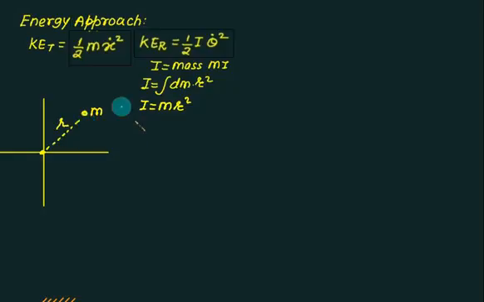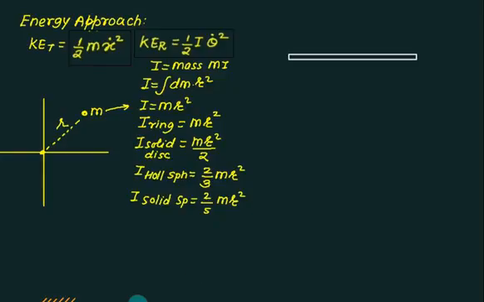Then we have discussed for ring also. Thin ring. For thin ring, we have defined this equals to what? m r square. And for solid disc, m r square by 2.